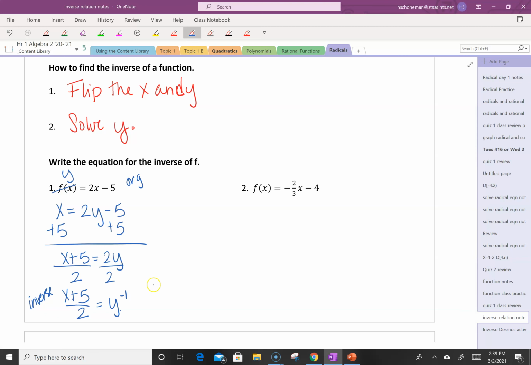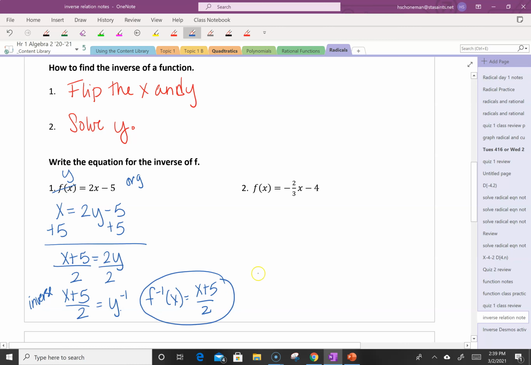And in functions with an inverse, we're going to say f inverse of x equals (x plus 5) over 2, and that's what your final answer is going to be. All right, let's try this again on number 2. Now, you don't have to write out this step. I was just kind of leading you to how we get that. And when you take a quiz before spring break, that's how you're going to write your final answer.